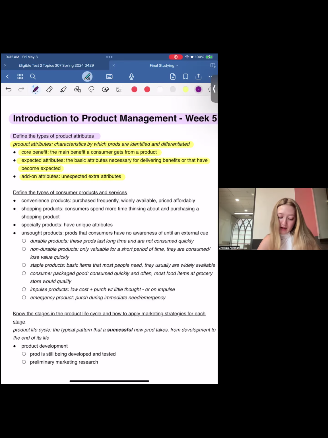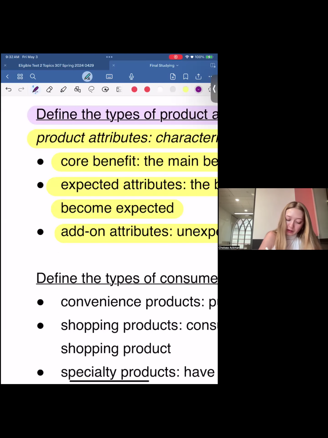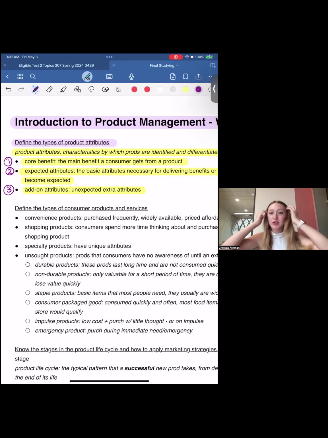I'm just going to add a little number 1, number 2, and number 3. It kind of makes little concentric circles if you think about it, with core benefit at the center, and then expected attributes, and then add-on attributes.